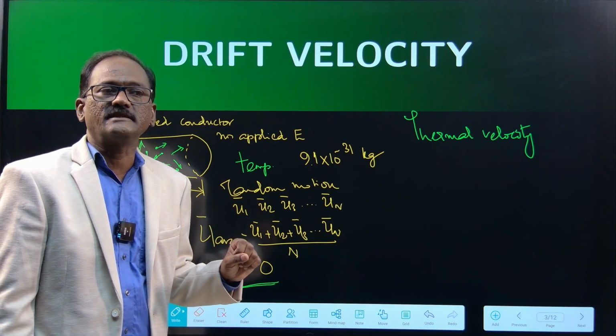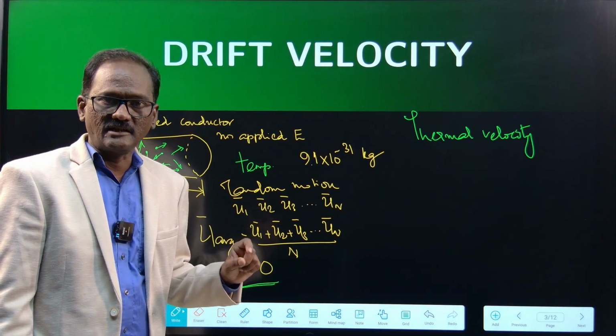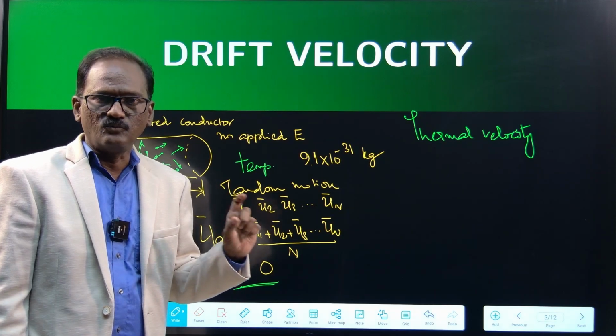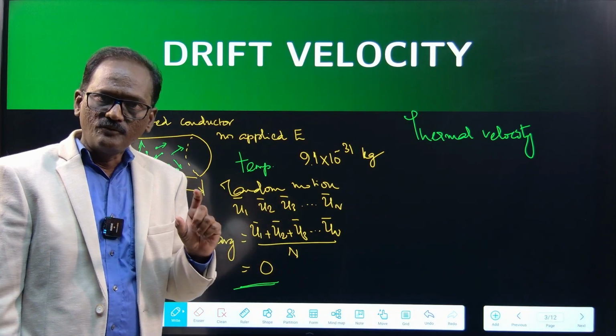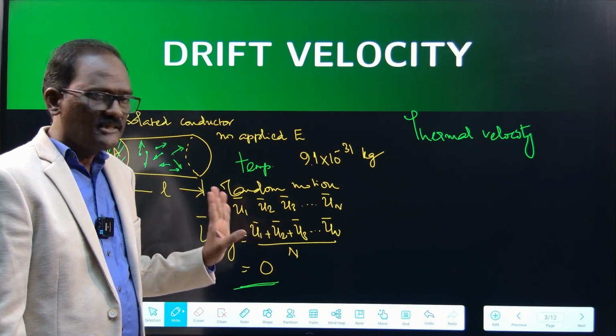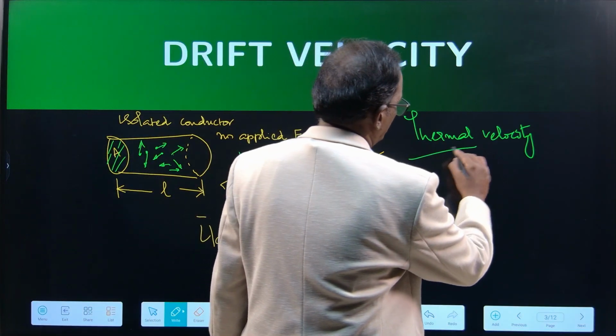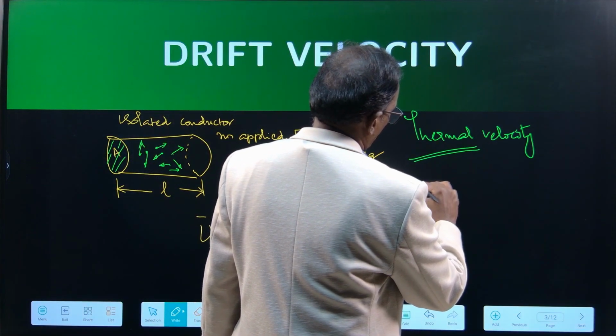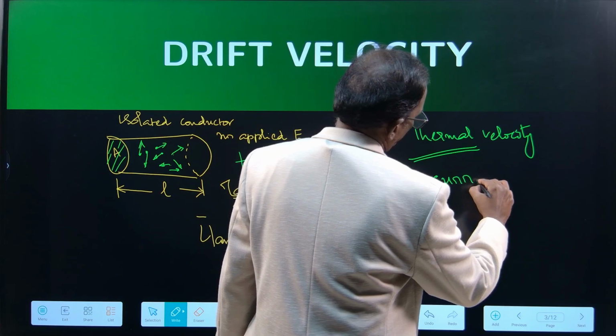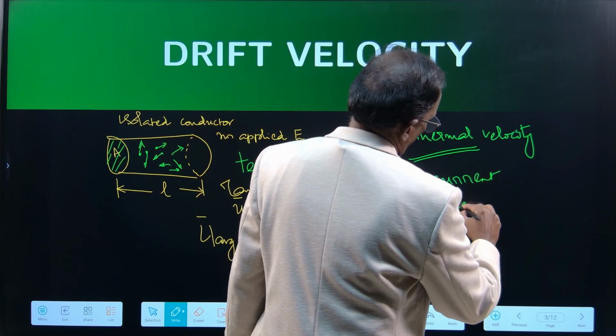According to our definition, to constitute current, the charges have to move. The flow must be there. But the net value is 0. So no current exists here.